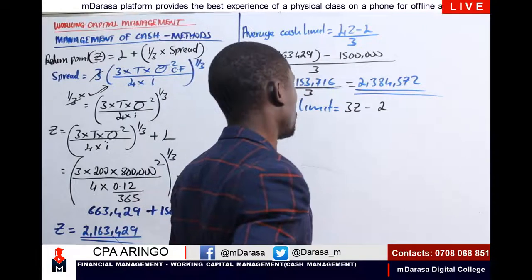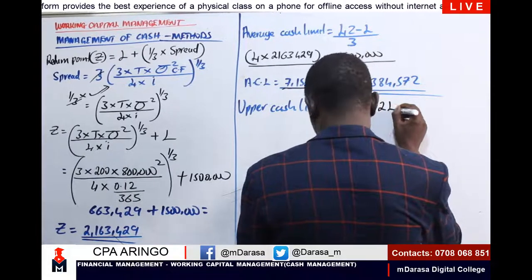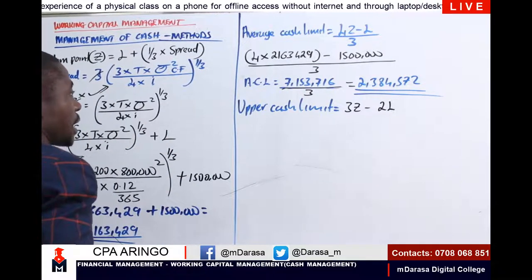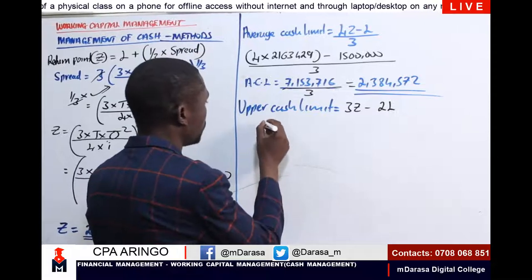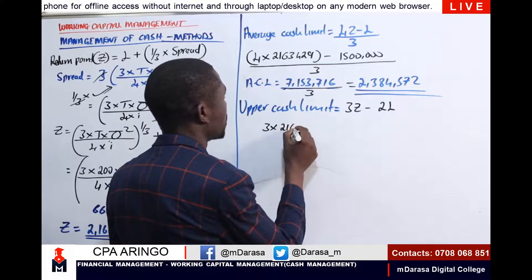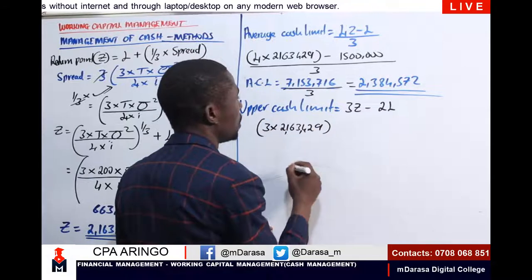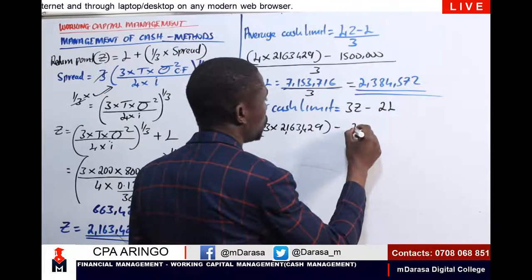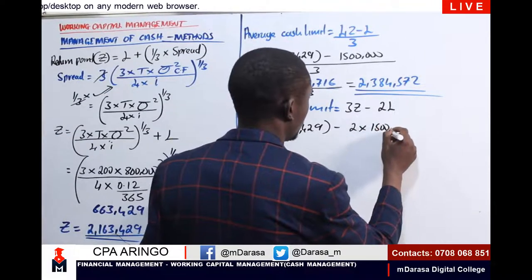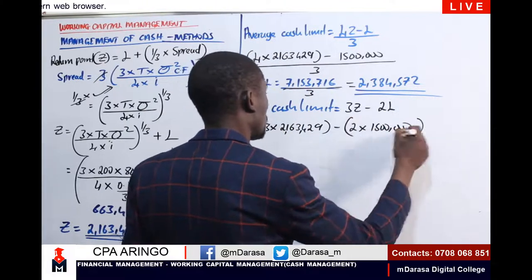So the moment you do have that case, confidently we can determine our upper cash limit, where we are saying we just be talking of 3 times z minus 2 times L, the lower cash limit. Where in this case, very confidently, I can say we are talking of 3 times z, which our z in this case was 2,163,429. Of course, you're going to deduct 2 times the lower cash limit. You can clearly see we had 1.5. So basically, that should give us what? This should give us what, my good students?